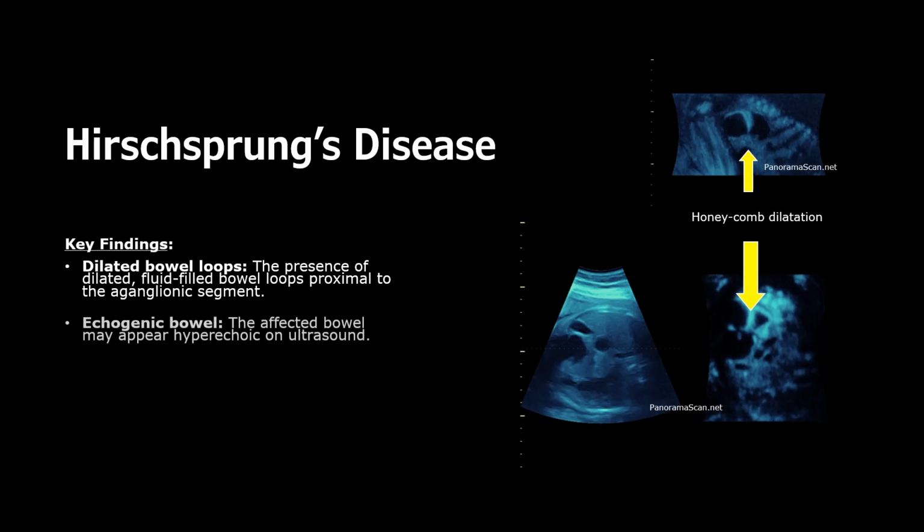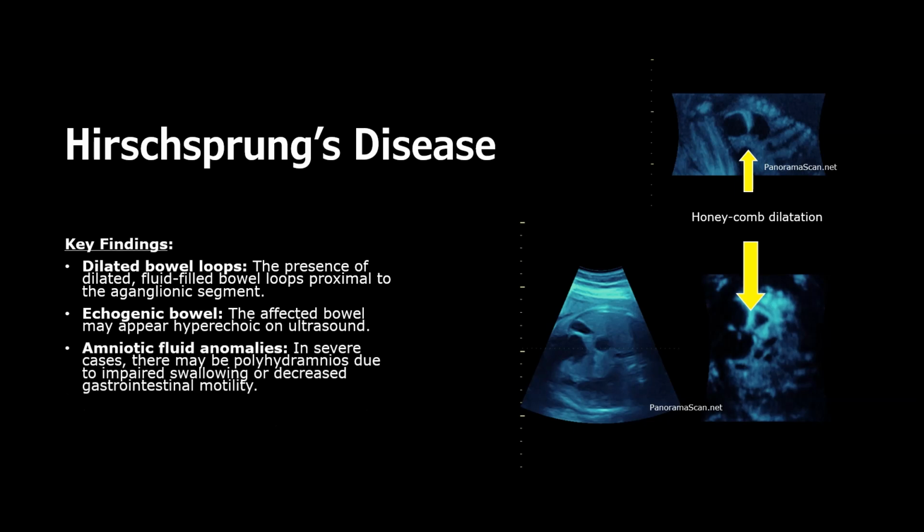Another common finding is echogenic bowel. The affected bowel may appear hyperechogenic, which means brighter in the reflectivity of the ultrasound waves, due to the presence of undigested materials or changes in bowel motility. In more severe cases, amniotic fluid anomalies can be observed, such as polyhydramnios. This is an excess of amniotic fluid, which may be caused by impaired swallowing or decreased gastrointestinal motility. It's most probably late onset polyhydramnios.